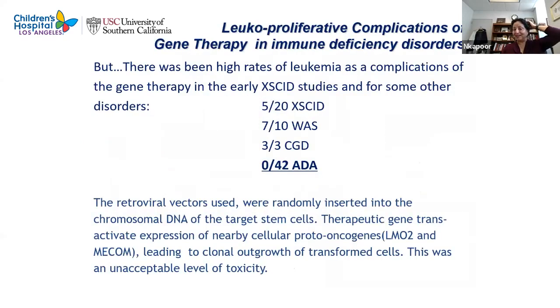But unfortunately, in 2009, we had to halt this whole process for the reason that 5 out of 20 SCID, 7 out of 10 Wiskott-Aldrich, 3 out of 3 chronic granulomatous disease, but 0 out of 42 ADA SCID patients had leukemia. That made us go back and look at it. What are we doing differently? What do we need to do differently to make it safer and not have leukemia? Because other kids did well, we didn't want to throw the baby out with the bath water. It's a very important concept and probably doable.